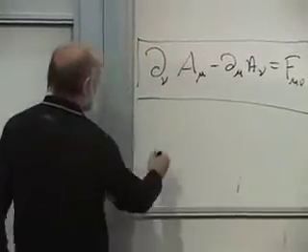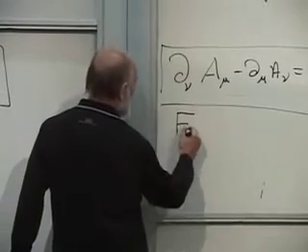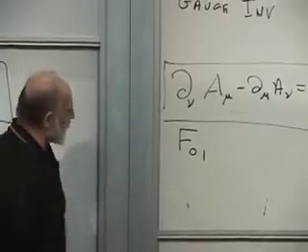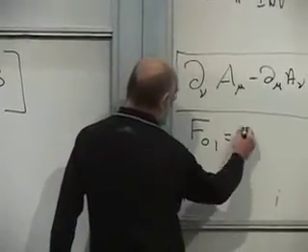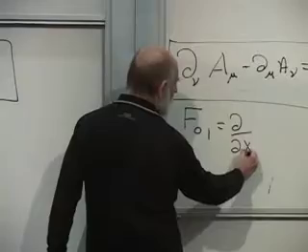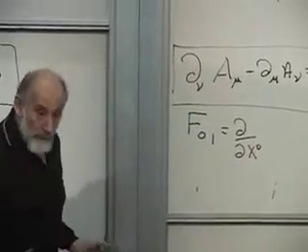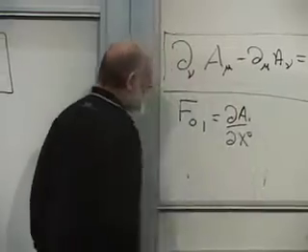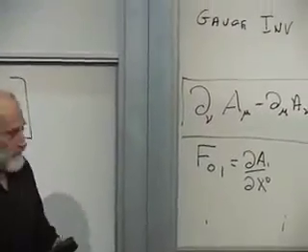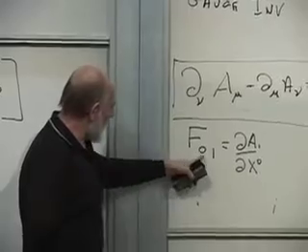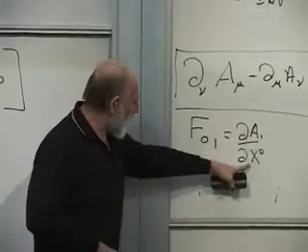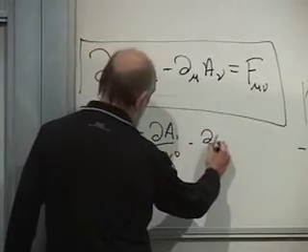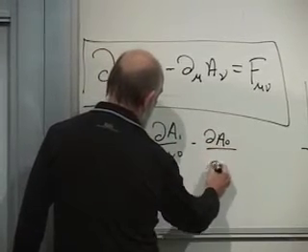We start with F. Let's start with F01. By definition, this is the derivative with respect to x naught. X naught is time, so it's just a time derivative of A1. 1 could stand for the x component. So F01 would be the derivative of A1 with respect to x naught minus the derivative of A naught with respect to x1.